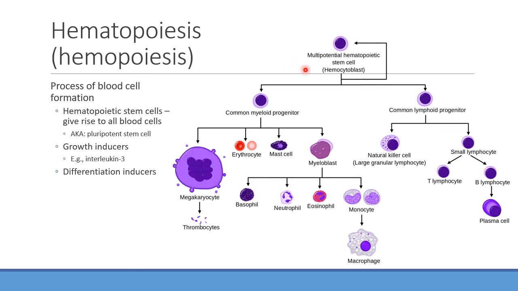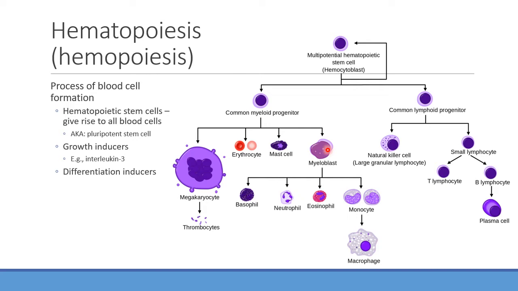So for instance, when we're dealing with this multipotential hemopoietic stem cell, which we call a pluripotent cell, you may find it will break off into something like a common myeloid progenitor or a common lymphoid progenitor, and you can then see other cells will be produced from those.